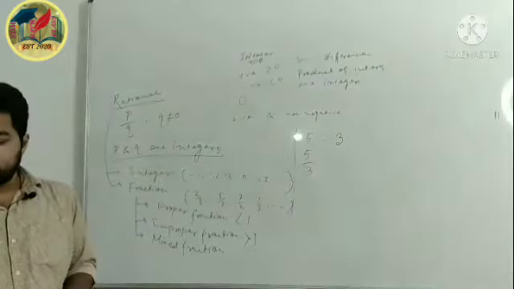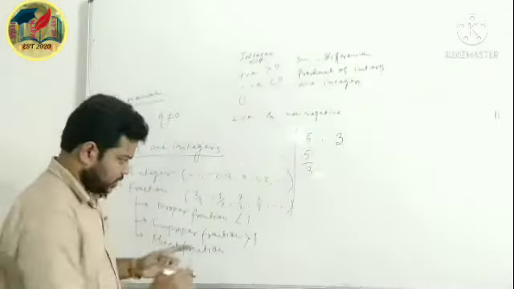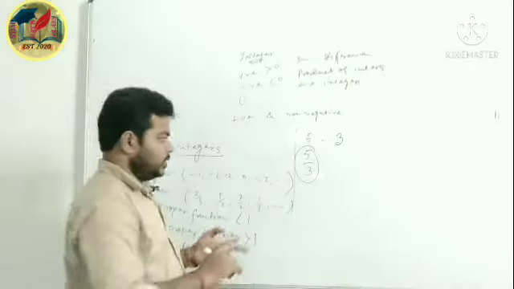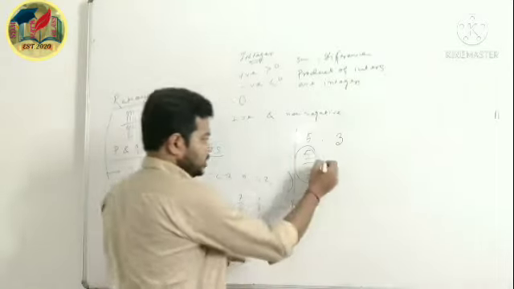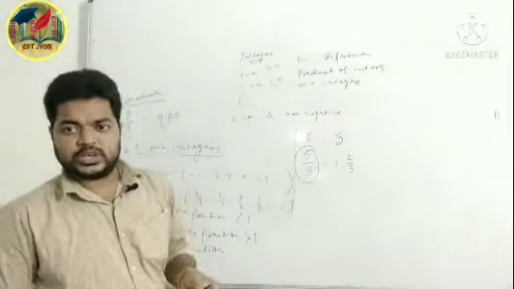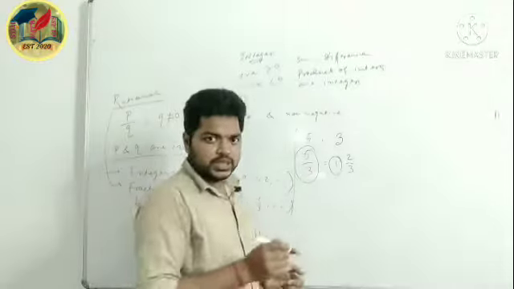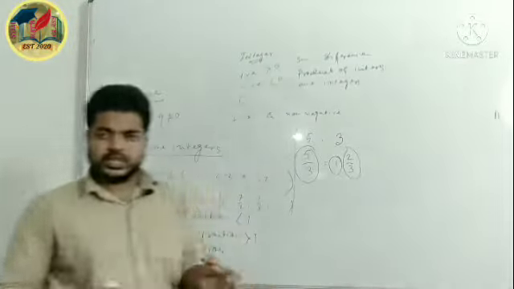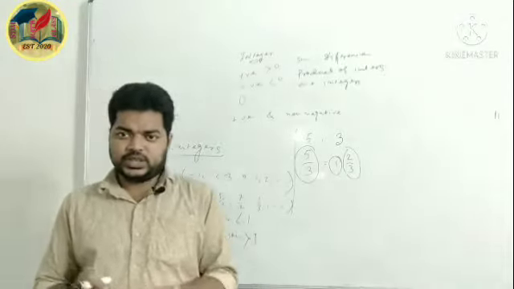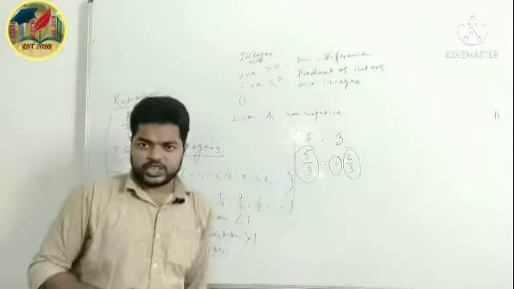And what is a mixed fraction? A mixed fraction has a whole part and a fraction part. Suppose we consider the improper fraction 5 by 3. If we convert 5 by 3 to a mixed fraction, it can be written as 1 whole 2 by 3. This is called a mixed fraction. Why is it called mixed? In this fraction, one part is a whole number, that is an integer, and the other part is a fraction. Integer plus fraction at a time is called a mixed fraction. Clear?